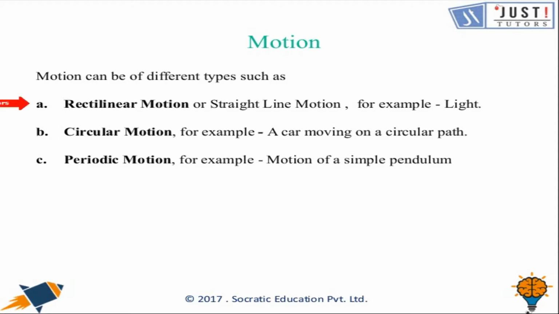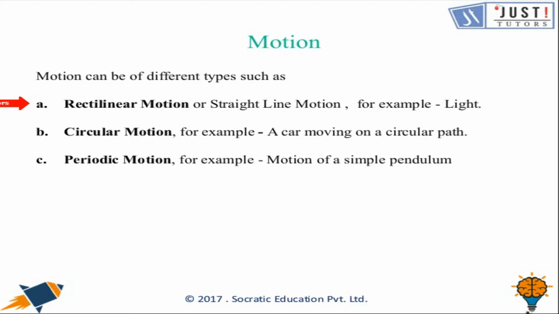So first one on the list is rectilinear motion. Another name for rectilinear motion is straight line motion. Whenever an object travels in a straight line, it is said to be in rectilinear motion. The best example would be a light ray. We all know that light travels in a straight line.